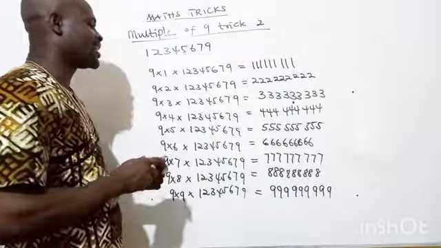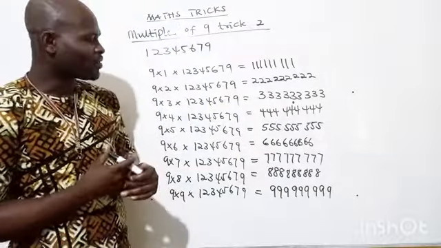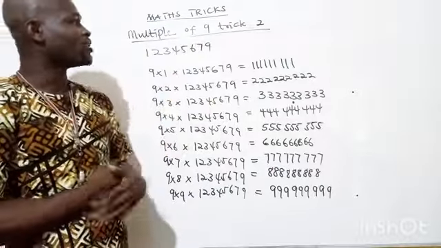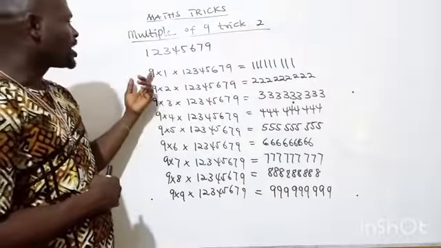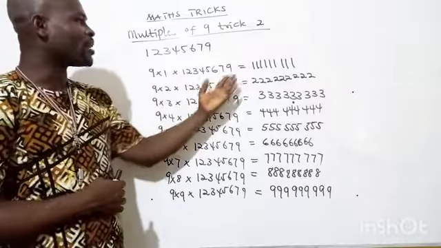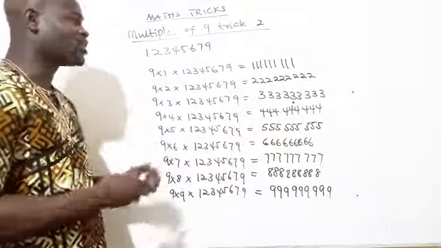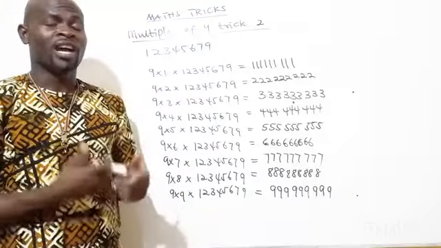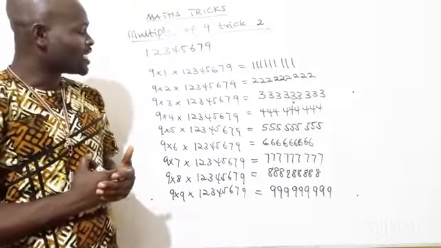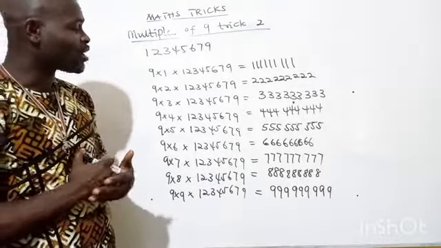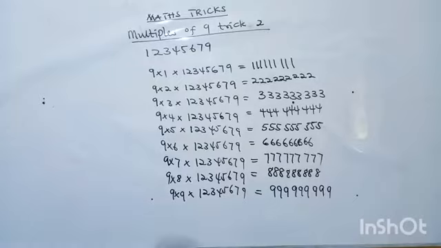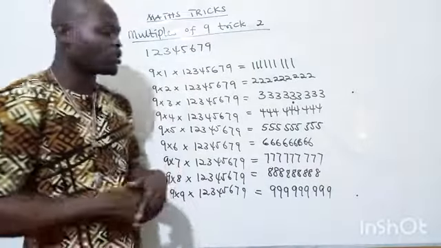So these are some of the tricks that we have in mathematics. This multiple of 9, trick 2: 9 times 1 times this number, you are getting 111 throughout. You can as well use your calculator to try it and see if you get the same result. And you can leave a comment for me. I hope this trick is useful to us.